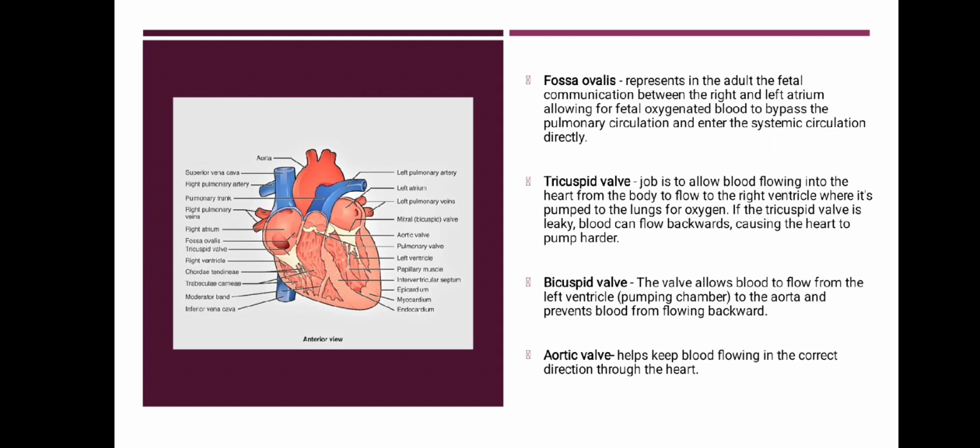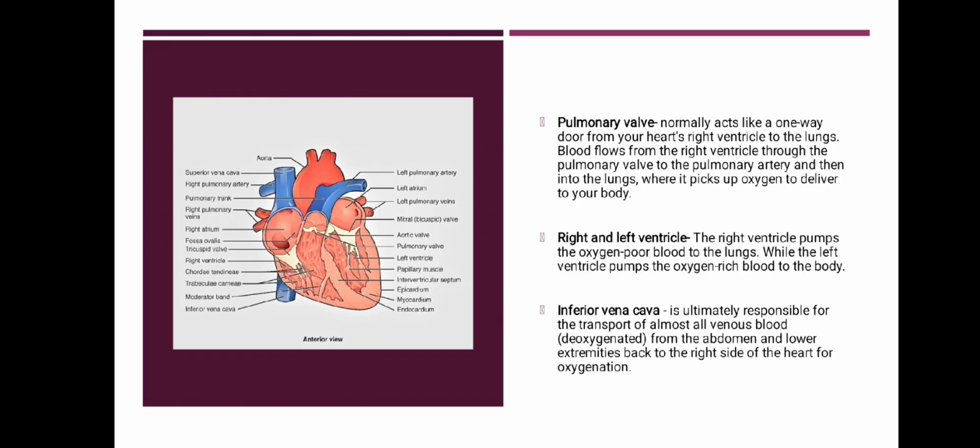Tricuspid valve. The job of the tricuspid valve is to allow blood flowing into the heart from the body to flow to the right ventricle, where it's pumped to the lungs for oxygen. Bicuspid valve. The valve allows the blood to flow from the left ventricle pumping chamber to the aorta and prevents blood from flowing backward. Aortic valve. It helps to keep blood flowing in the correct direction through the heart.